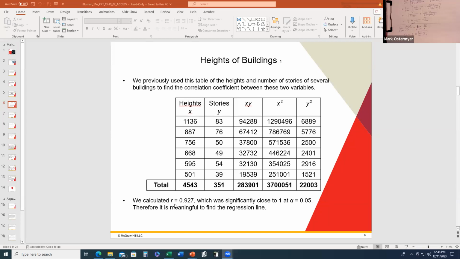Recall that the Pearson linear correlation coefficient of this bivariate data set that we worked with last week was 0.927, which means there's a very strong positive linear correlation between the number of stories that a building has and its overall height. And we also conducted that t-test at 5% to further convince ourselves that there is a significant correlation between x and y here.